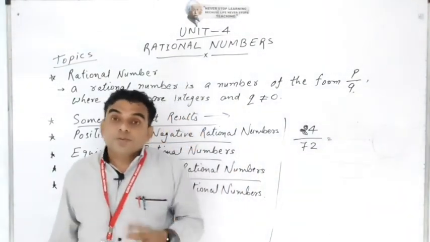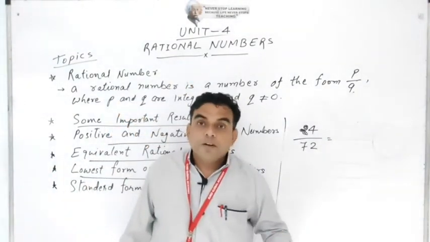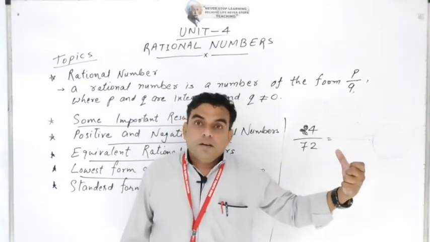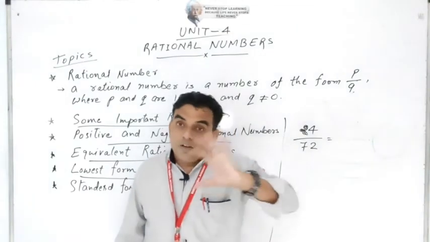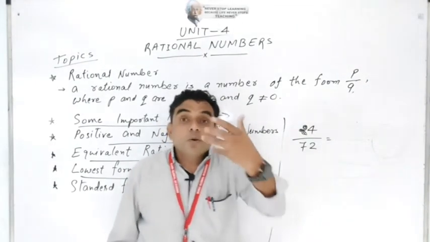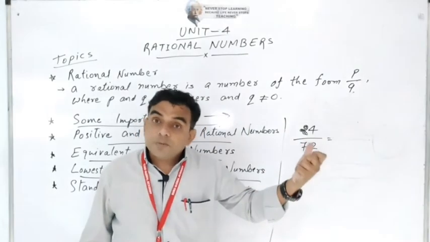Lowest form means you have to reduce the fraction up to the prime numbers, and prime numbers will not cut. So that's why that is the end of this sum. So this is the lowest form of a rational number, students. The lowest form of a rational number.